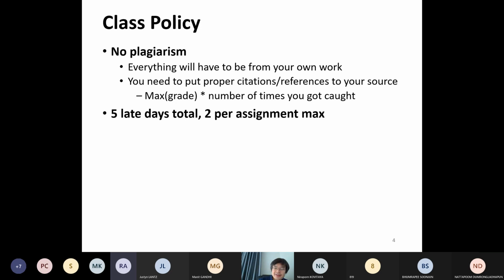You have 5 late days in total. You can use 2 per assignment. There are likely 3 assignments plus a project. So you can kind of distribute those 5 days across all these four assignments. 3 for the main assignments and 1 for the project.